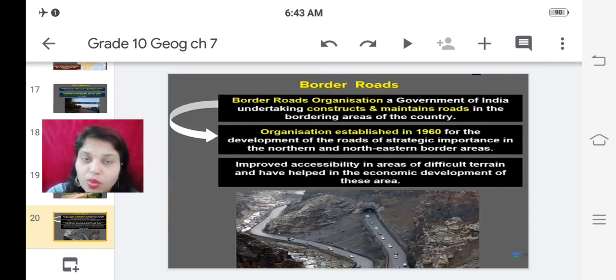So why do you think we need a road for border area? Obviously to protect or to make our defense people move properly over there. Defense means army. हमारी आर्मी के लिए एक अच्छा प्लेटफॉर्म मिले वहाँ पे चलने के लिए, उनको कोई दिक्कतों का सामना ना करना पड़े, इसलिए उनके लिए भी रोड कंस्ट्रक्शन तो है ही.